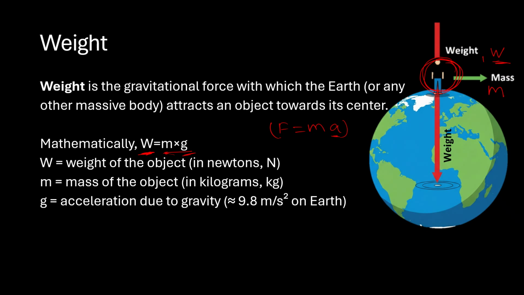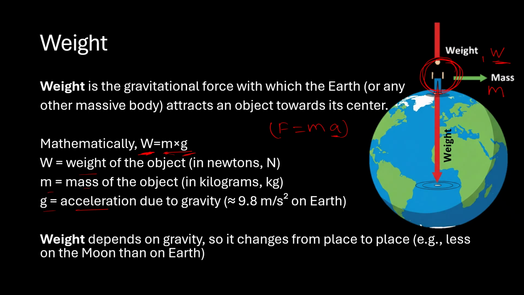So this is the relation. I have already explained here. W is weight, m is mass, and g is gravitational acceleration due to gravity, right? And weight depends on gravity, as we already told that weight depends on gravity. But gravity on different planets is different, right? So the weight changes from place to place, right?